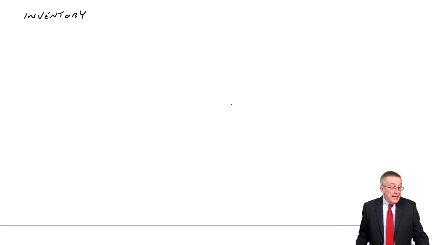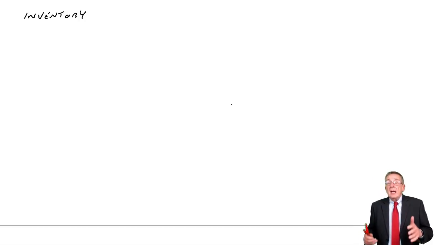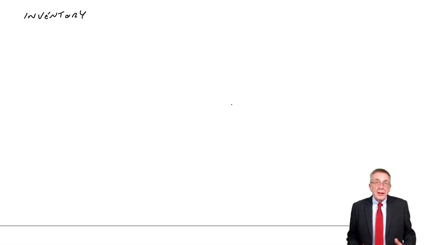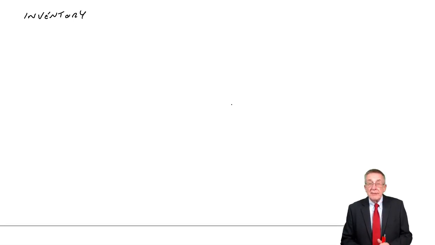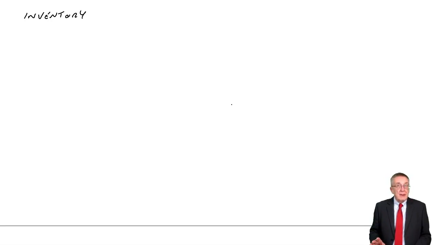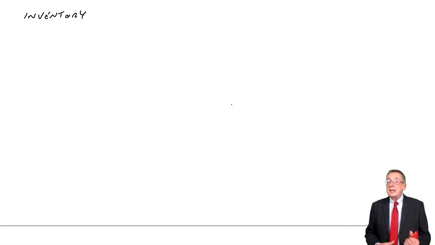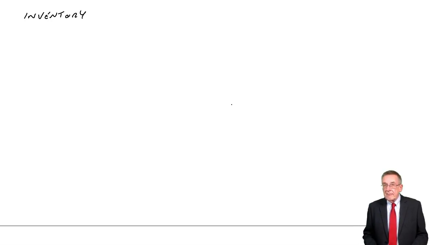All right, this is the third lecture on inventories. We've done the double entries. I then said the important thing is the valuation of inventories, and in the last lecture I went through the first of the accounting standard rules, that we must value at the lower of cost and net realisable value.